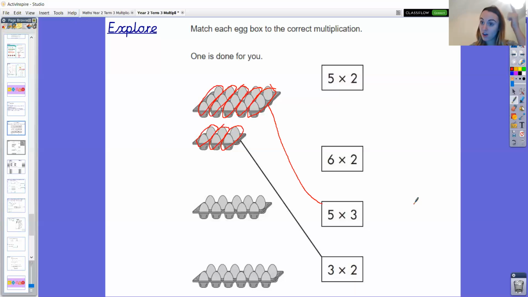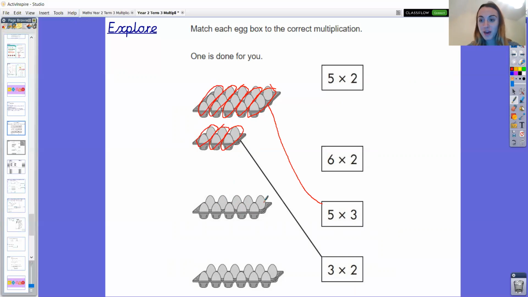Brilliant. Okay, let's get our thinking caps on. Looking for 5 lots of 2. Let's have a look. How many columns can we see in this picture here? Should we count together? 1, 2, 3, 4, 5. Brilliant. And how many eggs are in each column?